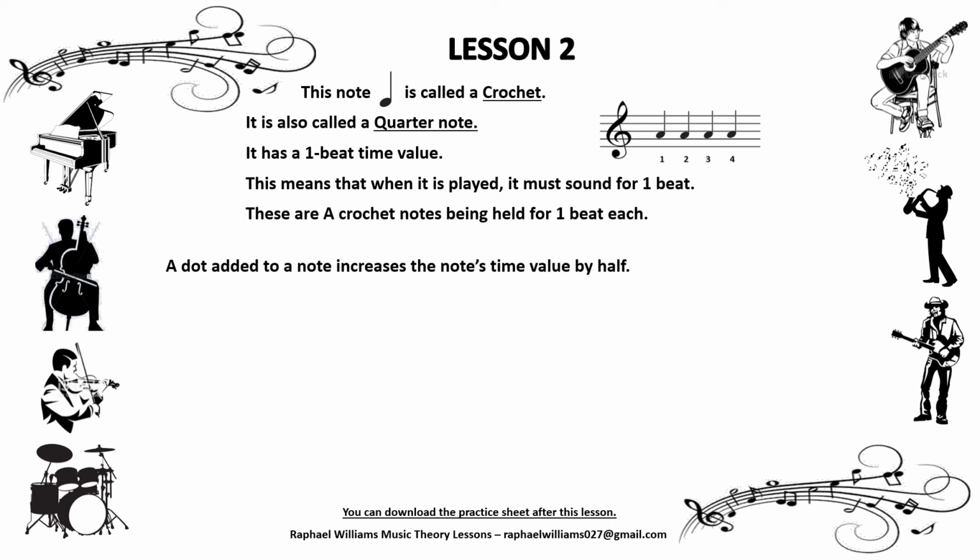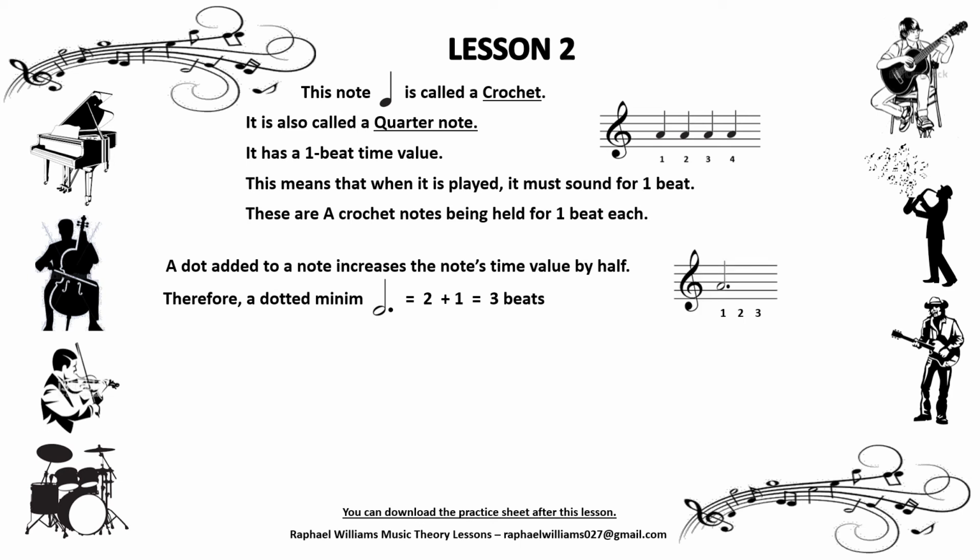A dot added to a note increases the note's time value by half. Therefore, a dotted minim is equal to 2 plus 1, which is 3 beats. 1, 2, 3.